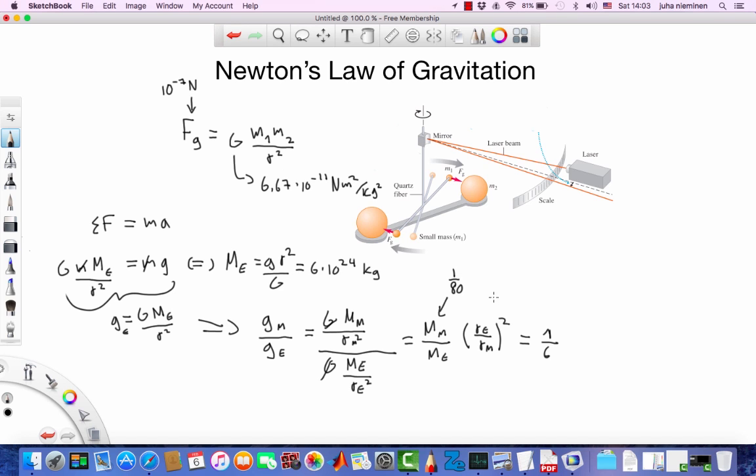So if that factor is 1/80, this factor is about 3.67 squared, because that's the ratio of the radii of these two objects. And that fact brings the gravity to a higher value than you would expect just based on the mass of the Moon itself.